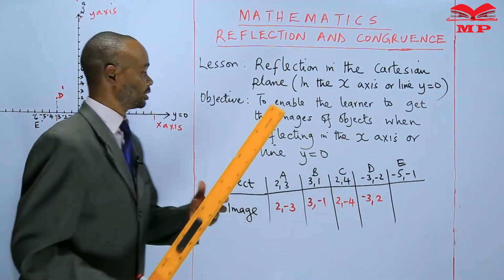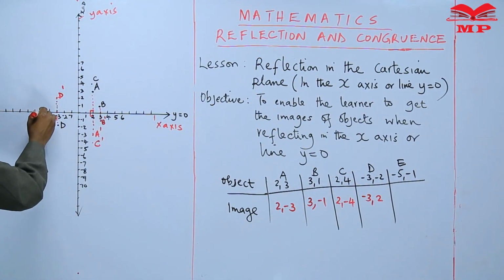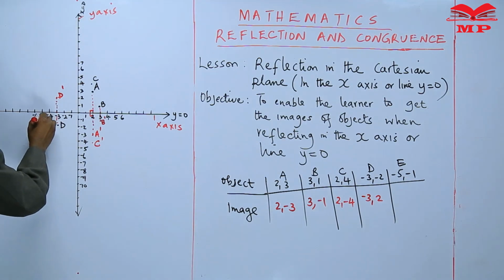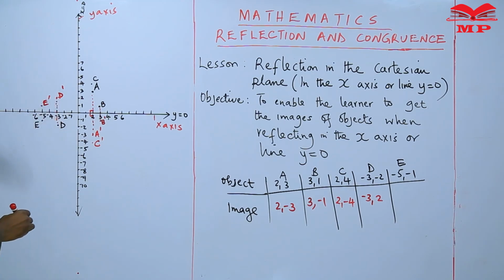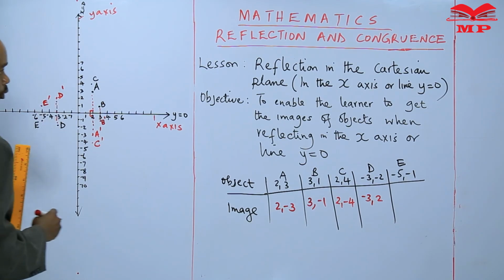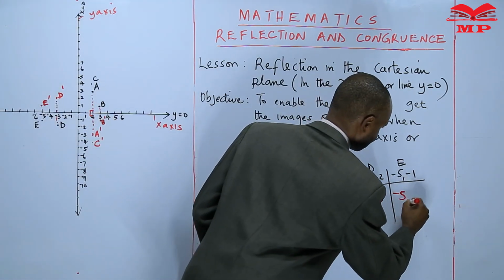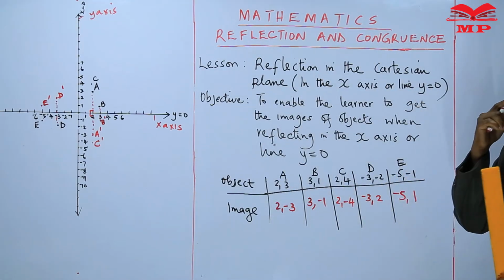Let's look at E. E is -5, 1. It's here. So if you are reflecting on that line, it will move there. It will be E prime. It becomes -5, 1. This has changed from negative to positive.